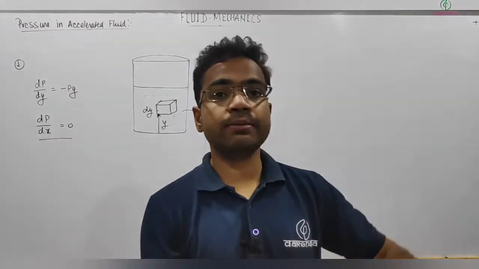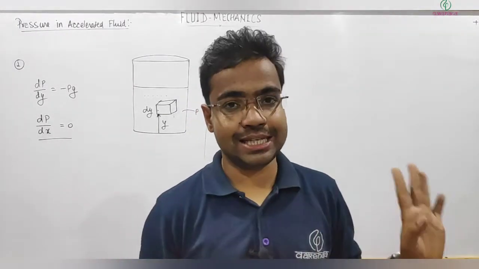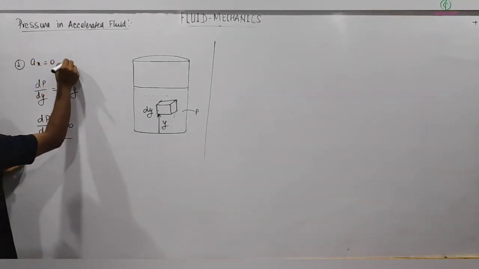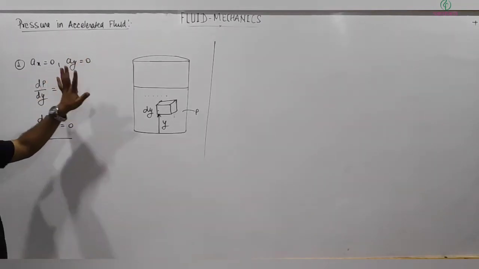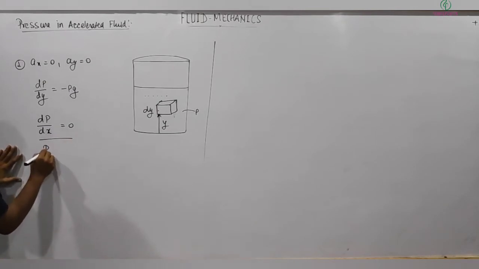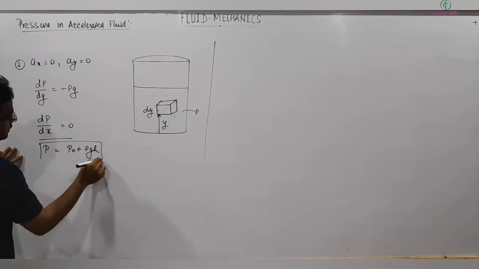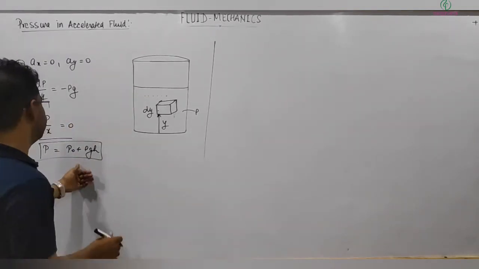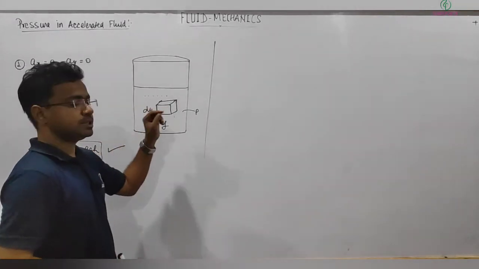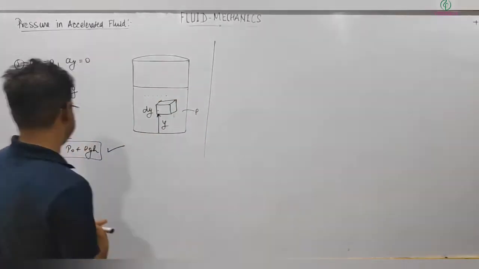It's not that fluid is flowing in a pipe with some acceleration, not that case. Your container is accelerating. If I consider ax equal to 0 and ay equal to 0, meaning no acceleration, in that situation we derived p is equal to p naught plus rho g h, where h is the depth from the top surface. Pressure at any point will be equal to this, and in the x direction as you are moving there will be no variation.